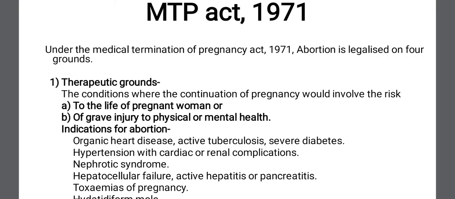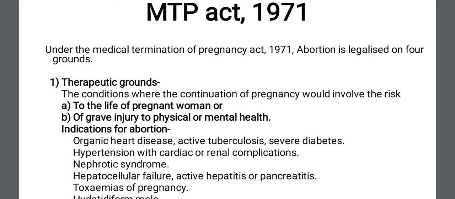So what is MTP? Medical Termination of Pregnancy. The Medical Termination of Pregnancy Act explains in which cases abortion can be done legally. What are the different medical conditions in which a pregnant lady can undergo termination of the pregnancy? Under the Medical Termination of Pregnancy Act 1971, abortion has been legalized. So legally abortion can be done without any problem on 4 grounds, or 4 different conditions on which the MTP Act will allow that lady to undergo abortion, that is medical termination of pregnancy.